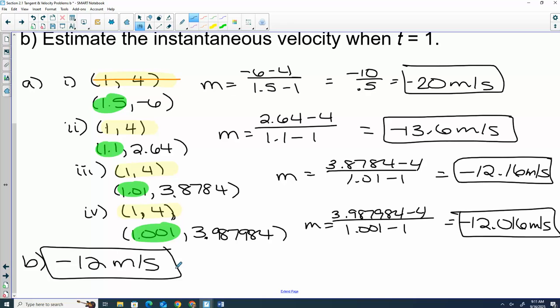It's plugging something into an equation to get a y and then a slope. So it's a calculation you've done before. We're just doing it over and over and over again with uglier numbers. Are there any questions?